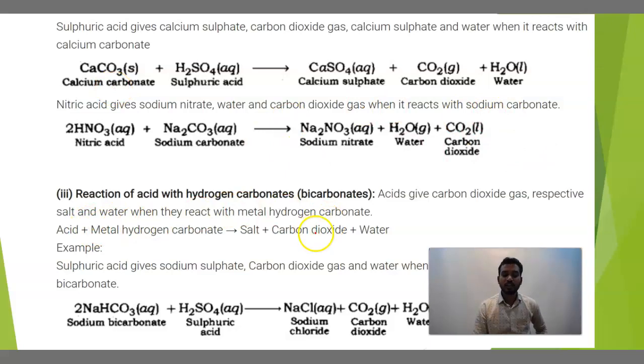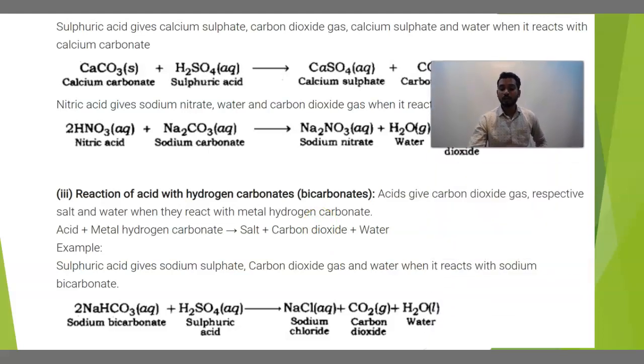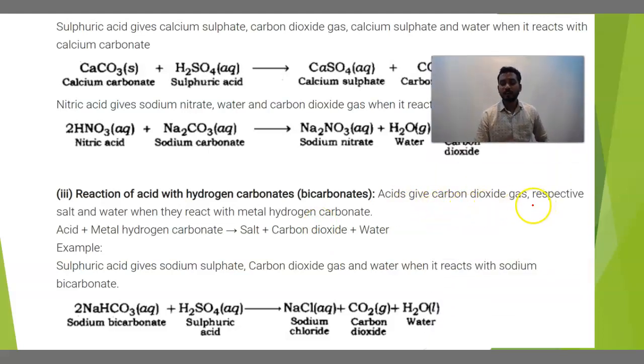Now the reaction of acid with hydrogen carbonates, that is metal hydrogen carbonates, also called bicarbonates. When acids react with metal hydrogen carbonate, they give carbon dioxide gas, the respective salt and water. First, they will do the previous process, acid gives hydrogen gas, salt and water. Again, after stage 1, they will react in stage 2. The product which is obtained again reacts with metal hydrogen carbonate. Acid plus metal hydrogen carbonate gives salt, carbon dioxide and water.